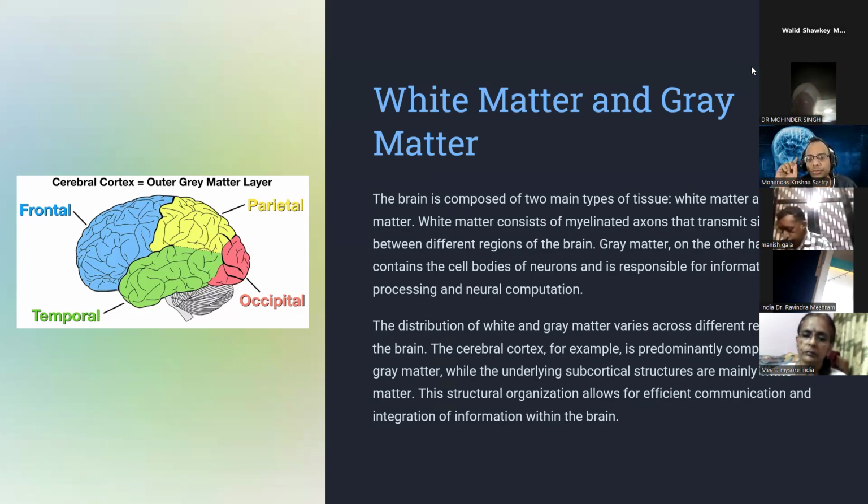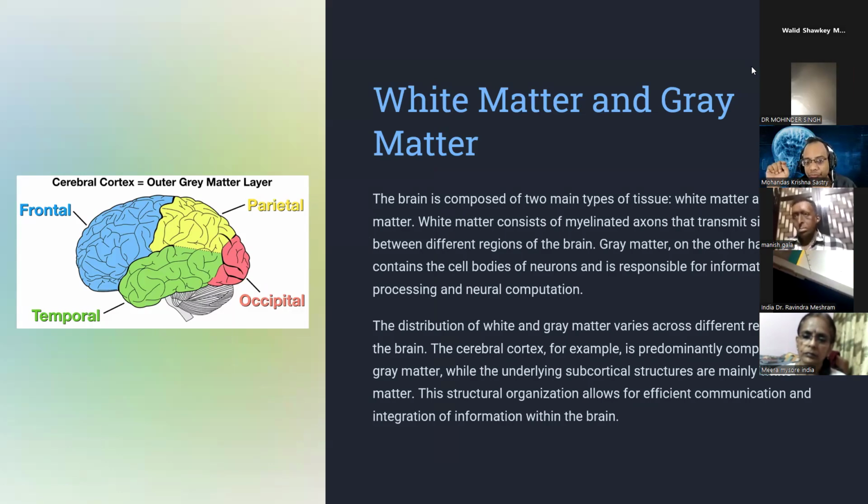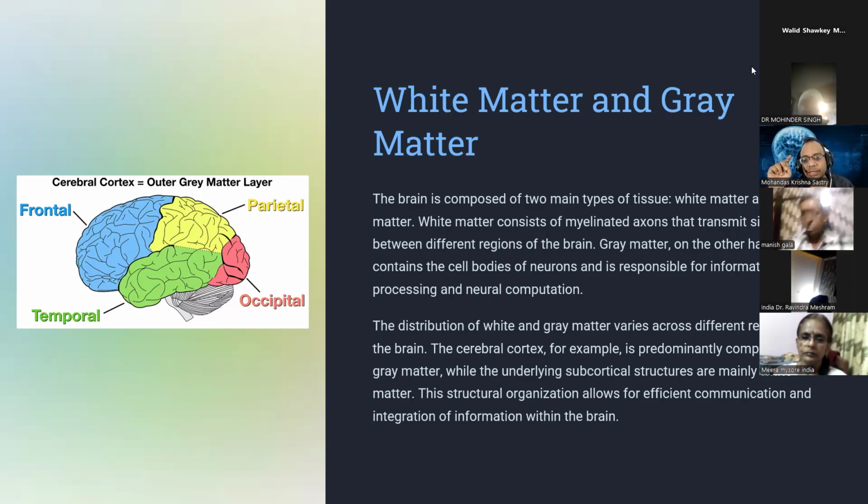The brain is composed of two main types of tissues. What are they? White matter and gray matter. White matter consists of the myelinated axons. They transmit signals between the different regions of the brain. And gray matter, on the other hand, contains the cell bodies of the neurons and is responsible for information processing and neural computations. So we can understand these are myelinated axons, right? They transmit signals.